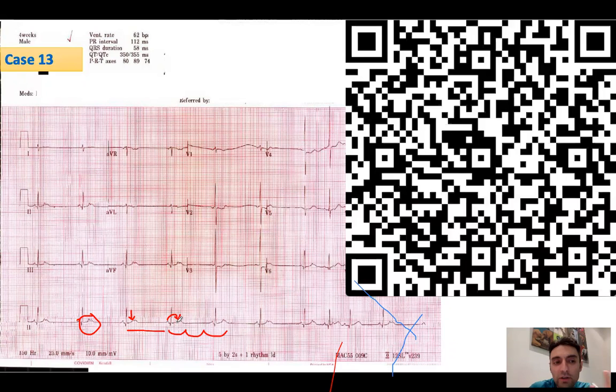In neonatology, they see this very often. It's a baby with bradycardia, more like complete heart block. It's just frequent PACs that are being blocked.